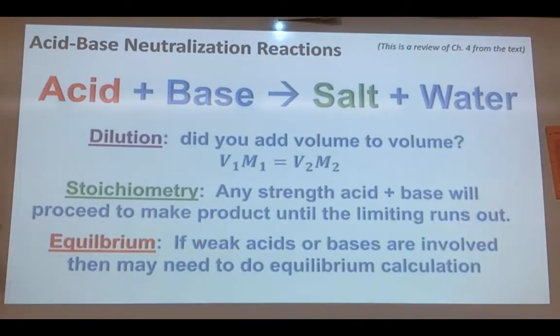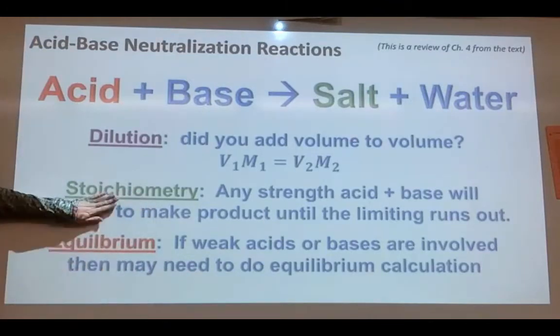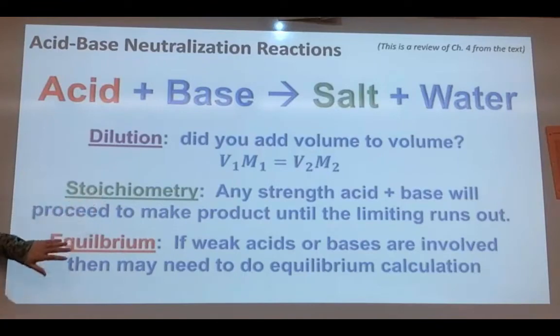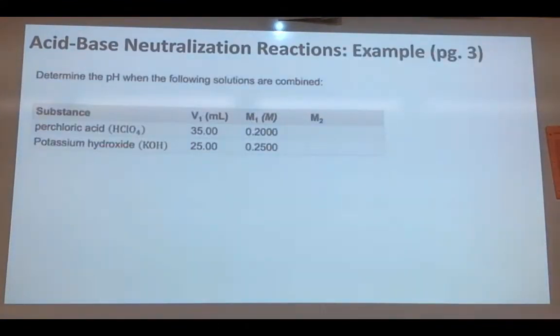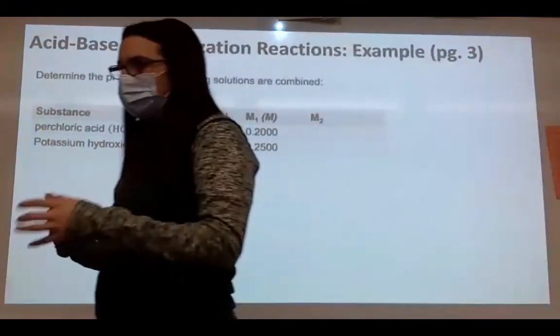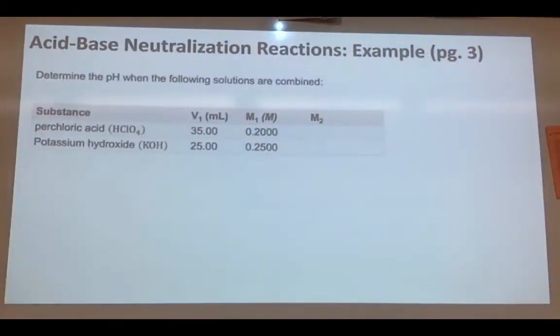If it's a strong acid, strong base, the pH is based on whatever we have left over at the end. If there's anything weak involved, then to calculate the pH, we have to do an ICE table, like what we were looking at before. So what we're going to do is we're just going to jump into an example, right? We're going to go through this within an example, and we'll kind of talk through this as we go. So on page 3, the top of page 3, we have this example.